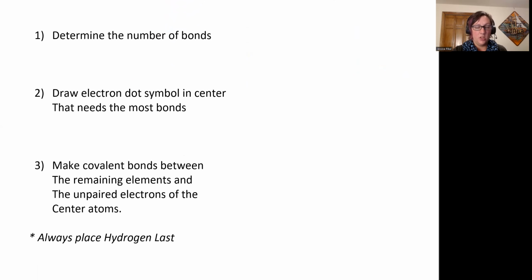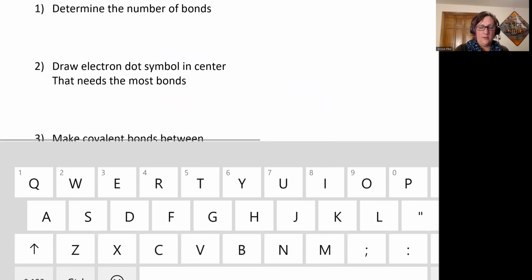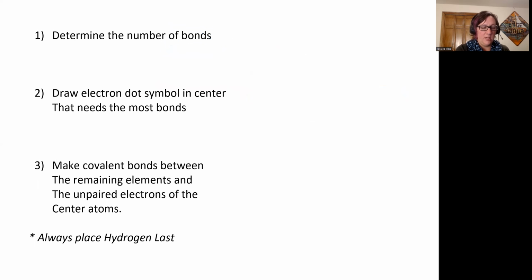So first, we're going to determine the number of bonds for each of the elements that we're going to be working with. And so we have oxygen and we have hydrogen. I like drawing the electron dot symbols to help me with this, but you can also just write it out or track it in your head. So we can see that our oxygen has 6 outer electrons, and our hydrogen has 1 outer electron.